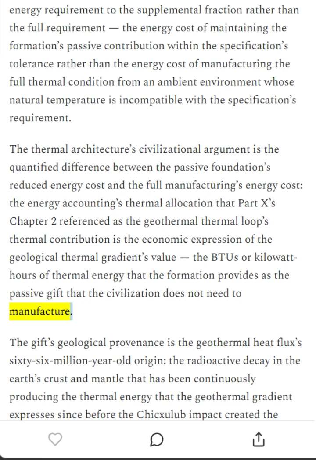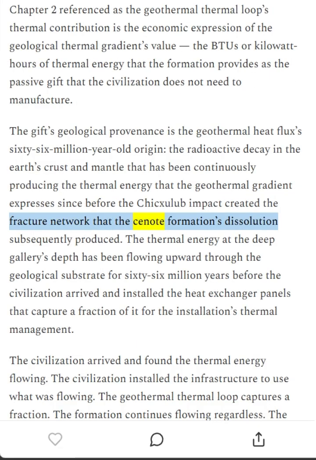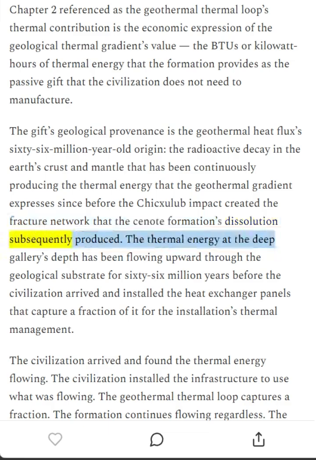The gift's geological provenance is the geothermal heat flux's 66-million-year-old origin, the radioactive decay in the Earth's crust and mantle that has been continuously producing the thermal energy that the geothermal gradient expresses since before the Chicxulub impact created the fracture network that the cenote formation's dissolution subsequently produced.